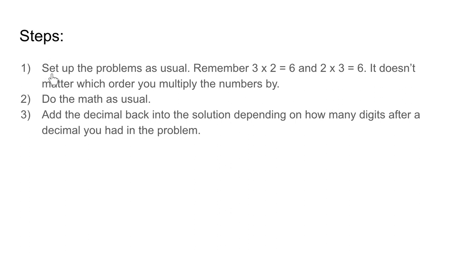The first thing you're going to do is set up the problem as usual. Normally we write the numbers on top of each other and then do the multiplication. I also want you to remember that 3 times 2 is 6, as is 2 times 3. So it doesn't matter which order you multiply the numbers by.